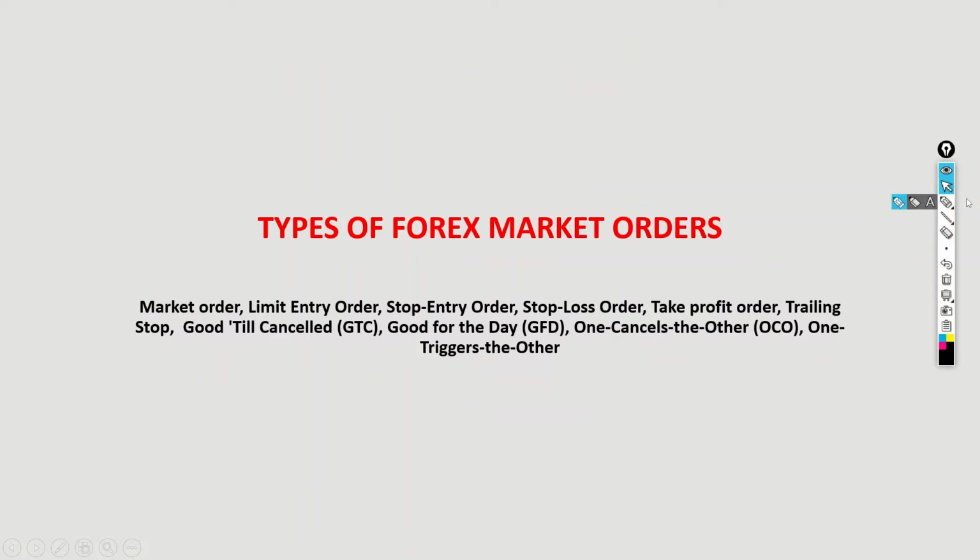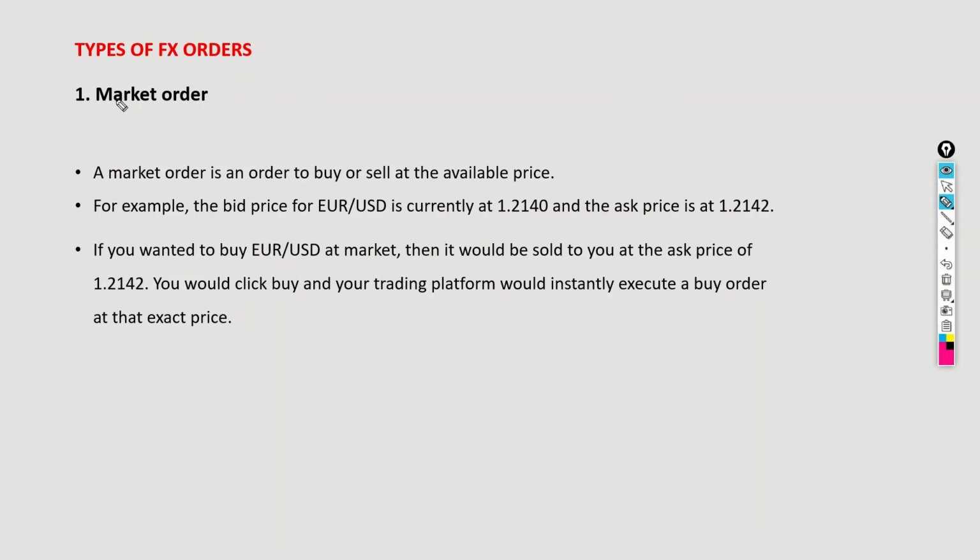In this lesson 10, we are going to be looking at types of Forex market orders. We shall look at the market order, the limit entry order, stop entry order, stop loss order, take profit, trailing stop, good till cancelled, good for the day. One causes the other, one triggers the other, in detail. We are going to be starting off with this type of order called the market order.